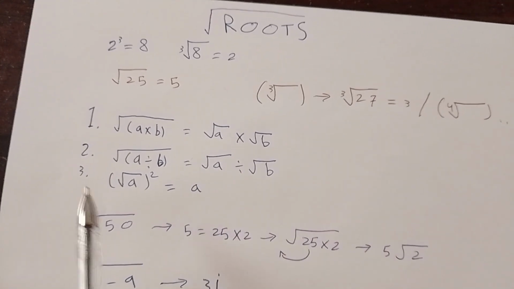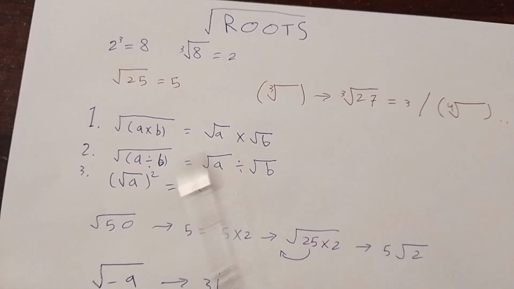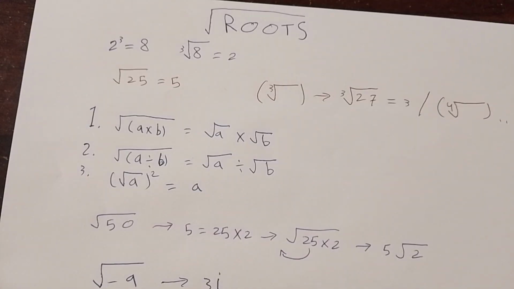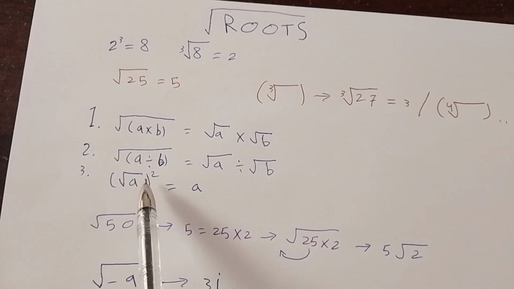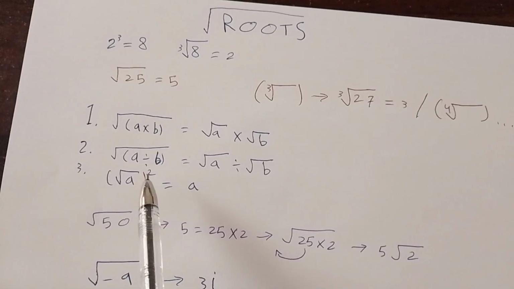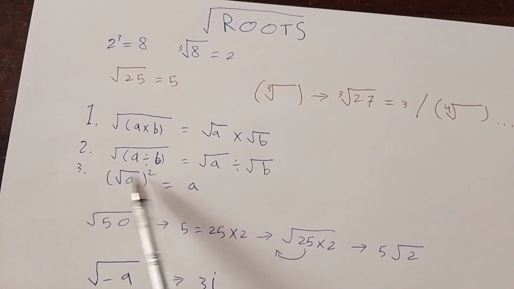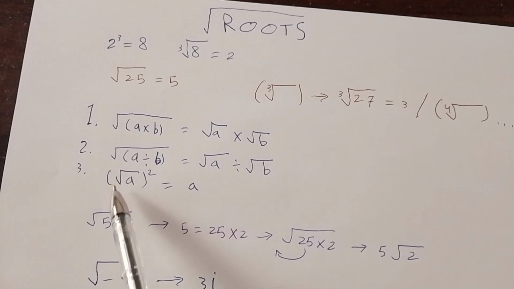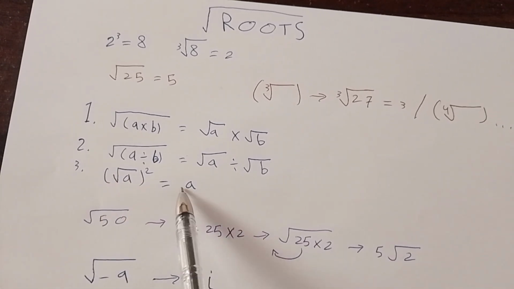So it's so easy. The third one is, as we said earlier, powers undo roots, and the opposite is also right. So if we have the square root of a, to the power of 2, which is squared, the 2 will undo the root, or cancel the root, so we're left with a.